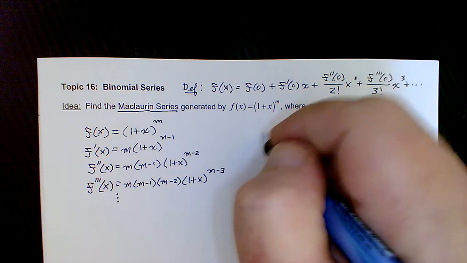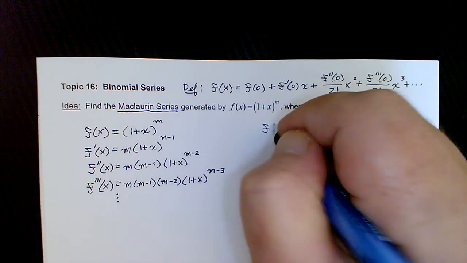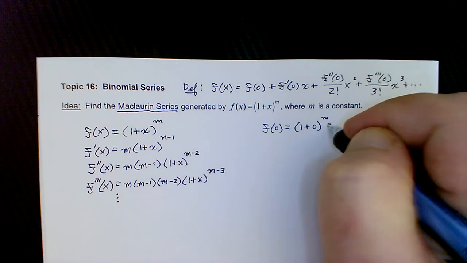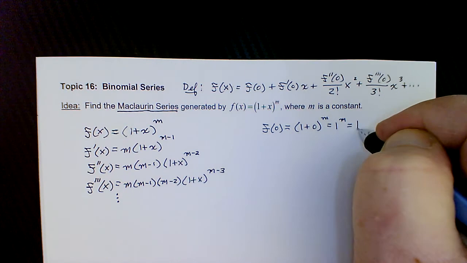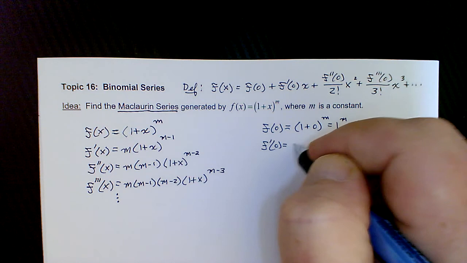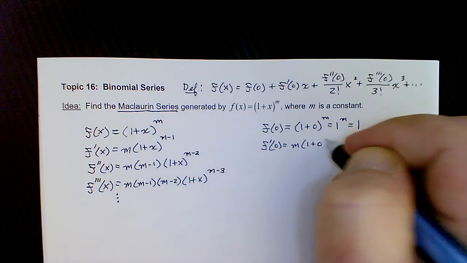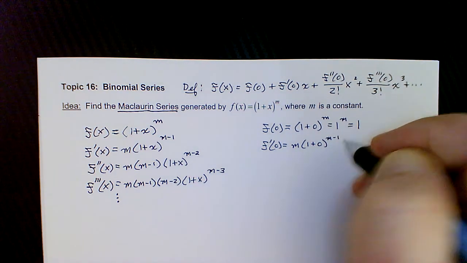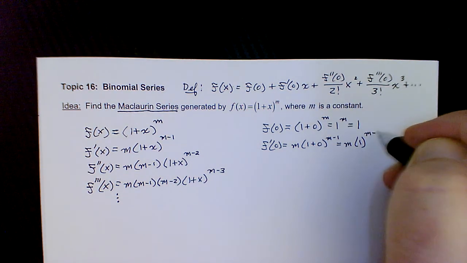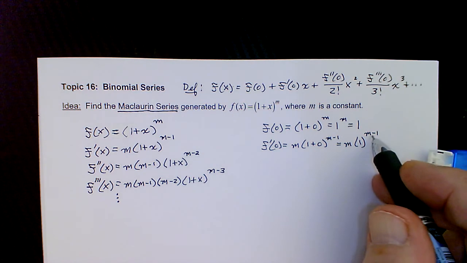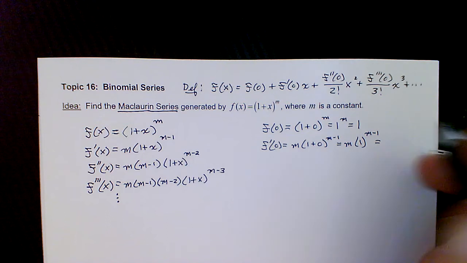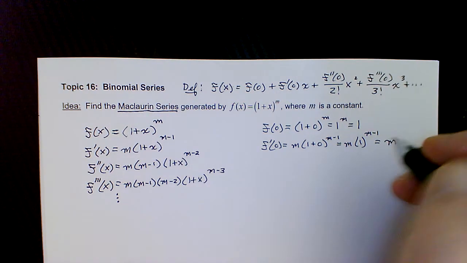So let's evaluate each of these at 0. f of 0 would be 1 plus 0 to the mth, so just 1 to the mth, or 1. f prime of 0 would be m times 1 plus 0 to the m minus 1th, so m times 1 to the m minus 1th. But it doesn't matter what m is. Take 1, raise it to any power, you're going to get 1. So that's just simply m.